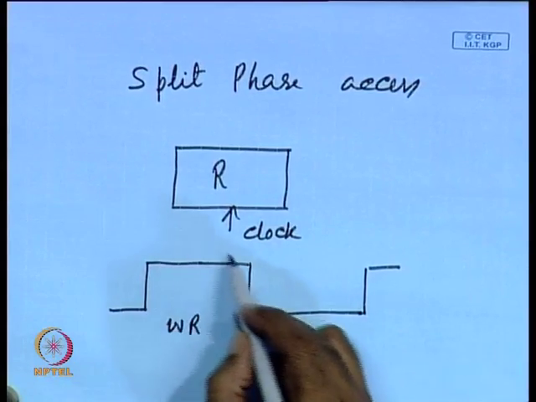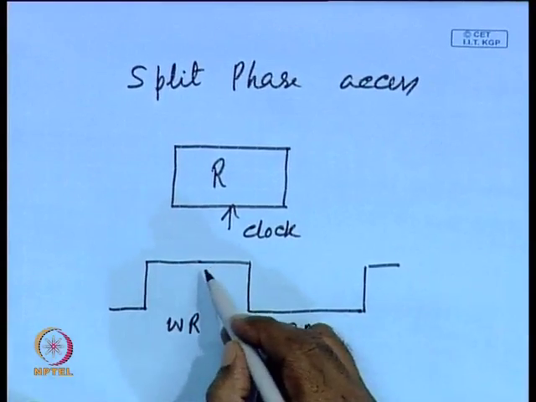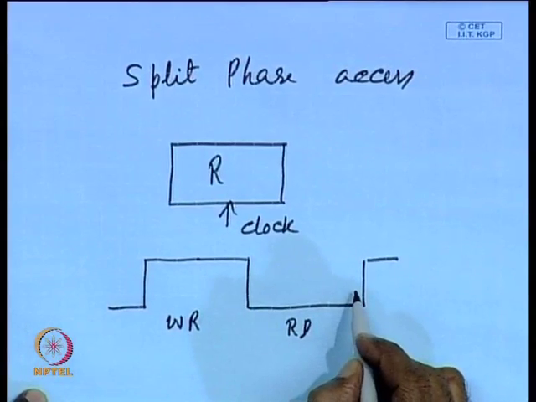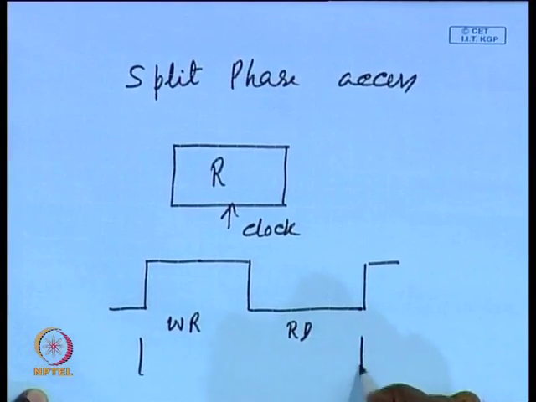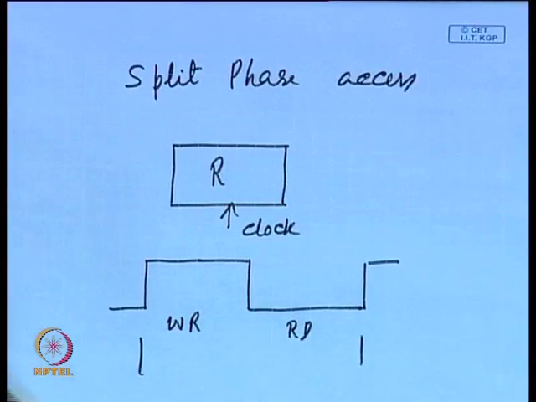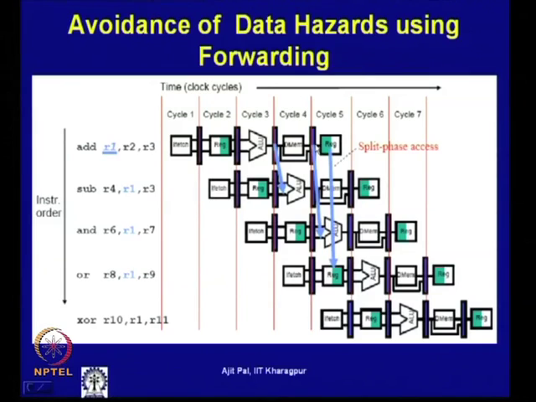As a consequence, after the writing takes place in the same phase, same clock, during the same clock you can read it. So, that is what is happening in this particular case. That means, writing of the data is taking place into the register in the first part of the clock cycle, and in the second part of the clock cycle, which is shown by green shade, the reading operation is taking place from the same register. So, from the same register, in two phases you are able to do two operations, writing as well as reading. That is why it is called split phase access.